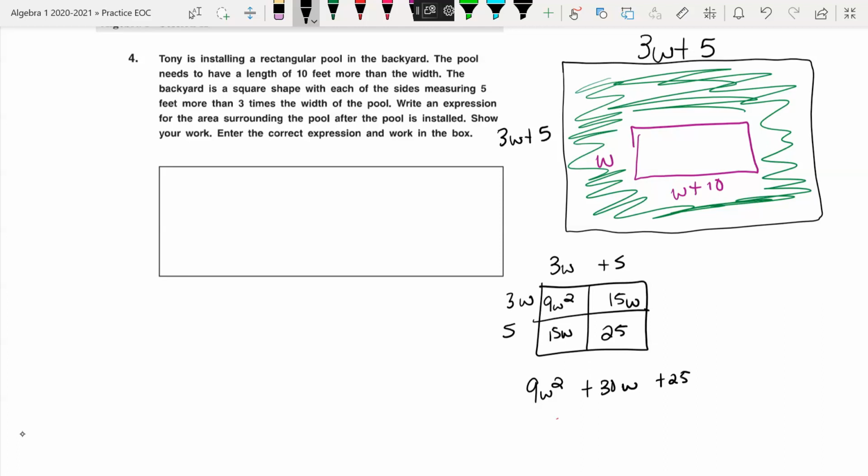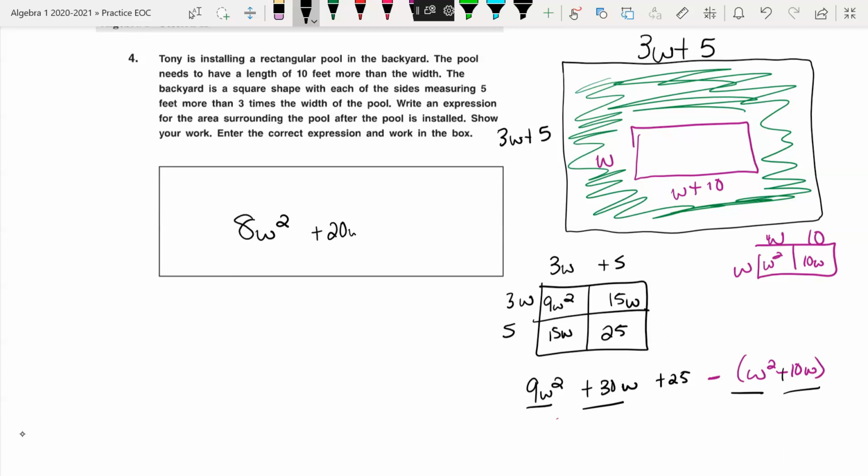But now I'm going to put in a pool. All right, so now I'm going to take W times W plus 10. So it's W squared, 10W. So the area of the pool is that. So now I want to figure out the area of the green part, so I'm going to subtract the area of the pool from the area of the whole backyard, because now we've installed a pool in there. So 9W squared minus W squared gives you 8W squared. 30W, so that should be plus, minus 10W is going to give you 20W. And then I just have plus 25 at the end.